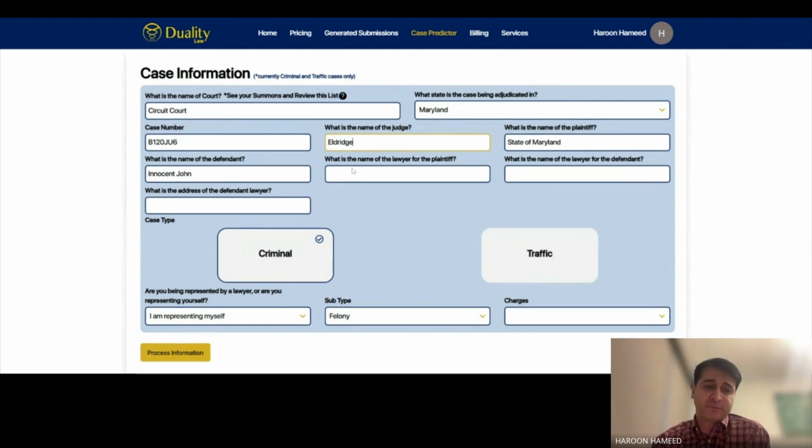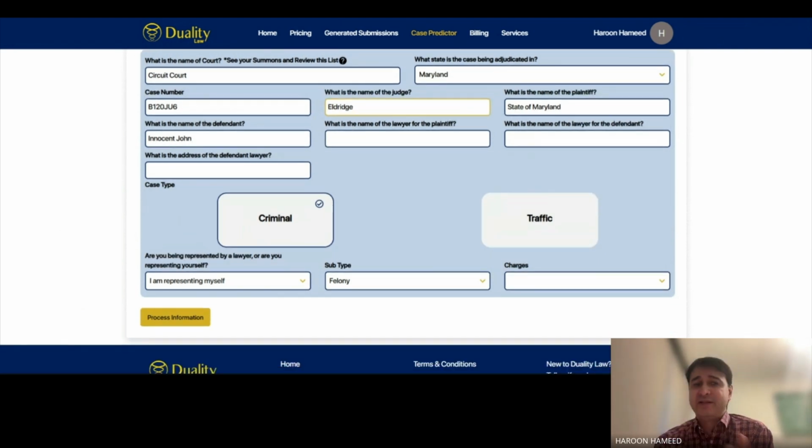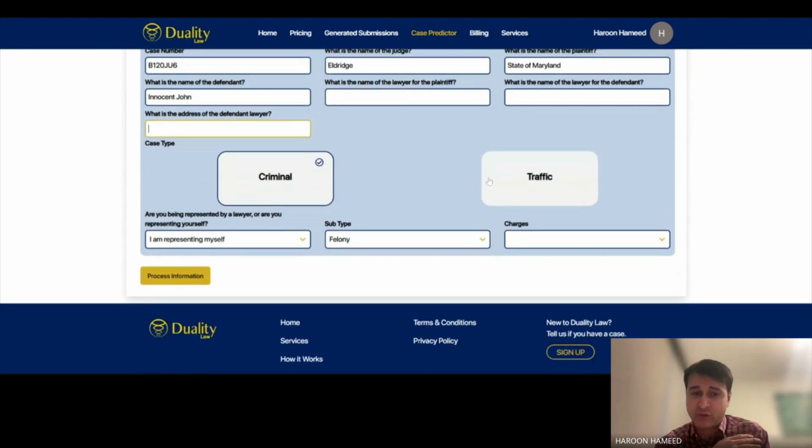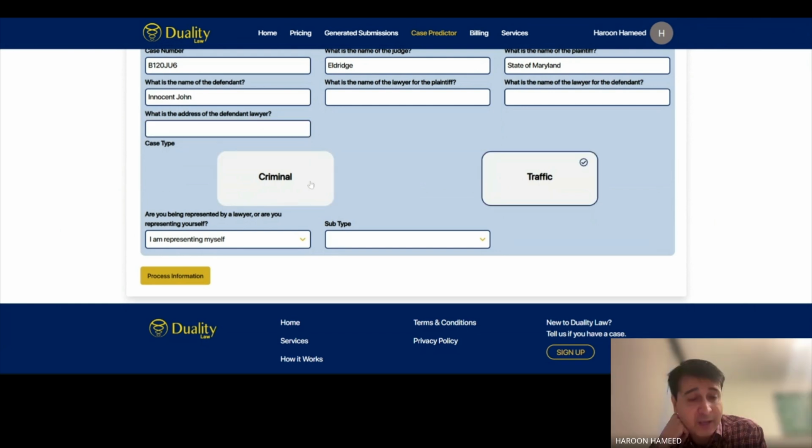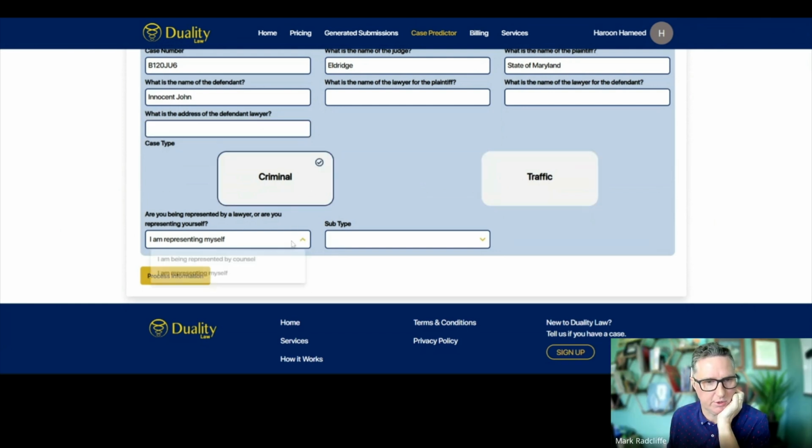And then the name of the defendant. Some of the other information is not mandatory. So it's not required. The name of the lawyer, the name of the defendant, the address of the defendant. This can be filled in later. You can pick the case type if you're being represented by yourself or by counsel, of course. And we have both criminal and traffic, right? Like if I switch criminal and traffic. So we're going to do a criminal one today.